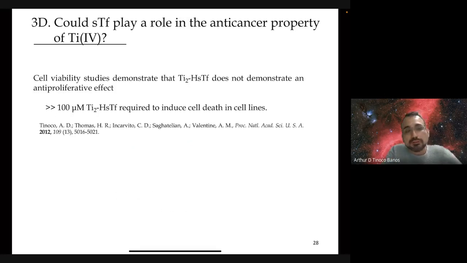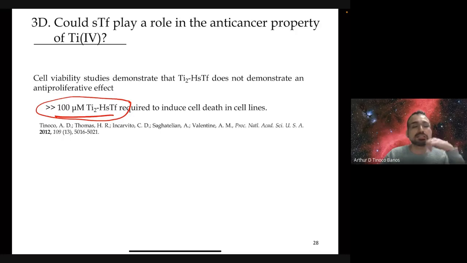There are also cell viability studies that have demonstrated that the titanium serum transferrin complex really does not demonstrate a significant anti-proliferative effect. You have to use a really high concentration of this complex to see any sort of cell death. And that really high concentration, to an extent, matches up with some of the high IC50 numbers that have been reported for titanocene dichloride.